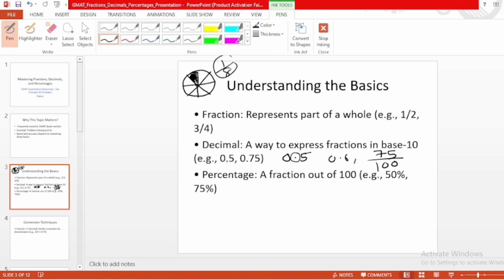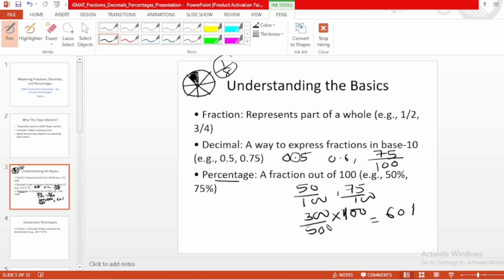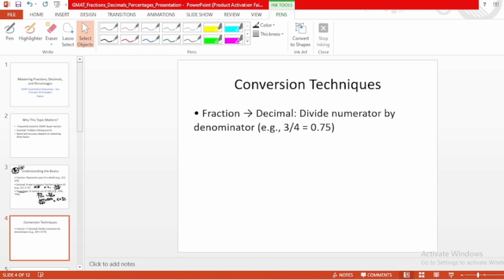Now percentage. A fraction out of 100. Percent means 100, so 50% represents 50 by 100, and 75% represents 75 by 100. Suppose you got 300 out of a total of 500 marks in an examination. What was your percentage? You straight away multiply this by 100. 300 by 500 into 100, you get 60%. This is the symbol of percentage. We are just recapping the knowledge of school that we have read. Now we go to the next slide.